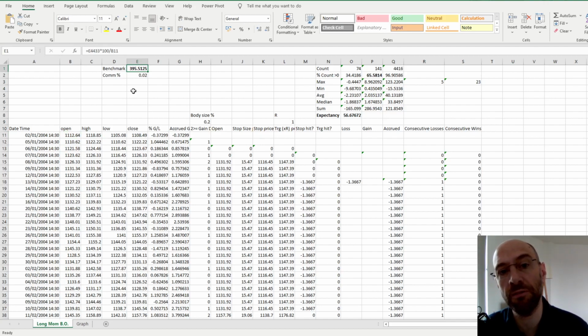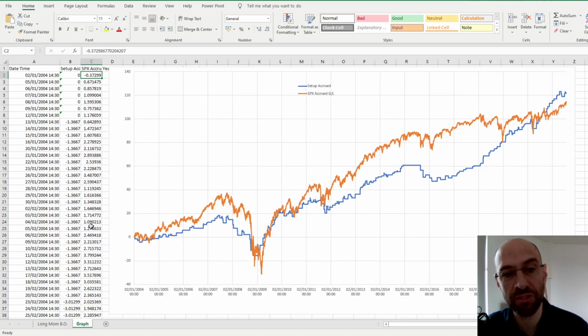So 395%. That's your first benchmark. But then you could have a second benchmark, which is you open every day and close at the end of session, and you transport. And I've plotted these two charts here. On orange is the Standard & Poor's 500, and on blue is our setup. As you can see, it more or less mirrors the performance of the index. No surprises there, but you can see a lot of things.